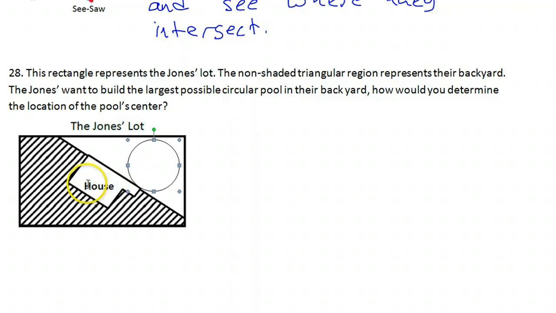But what are we talking about? If we're talking about the largest possible circle that will fit inside of this triangular yard, okay, what kind of triangle center is this? When you have a circle inside of a triangle, and we're talking about the center of that circle. Alright, this is the in-center.